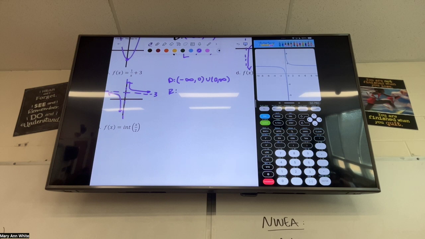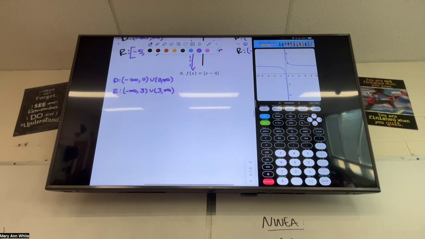And then range is almost the exact same thing, but what's the piece that's missing on the range? You already told me what the horizontal asymptote was. What is it? 3. Good. So we'll do negative infinity to 3 and then 3 to positive infinity. Cool. All right, next set.